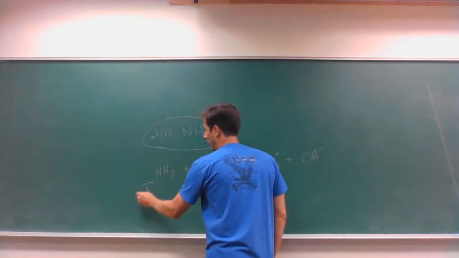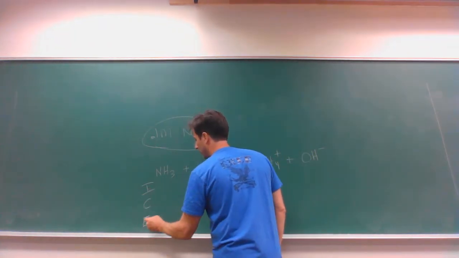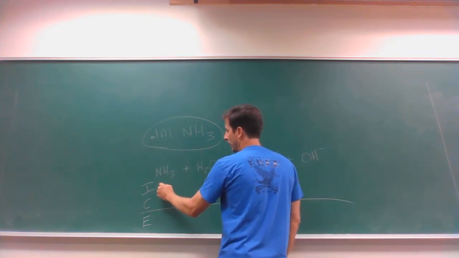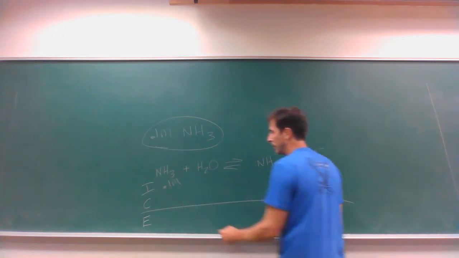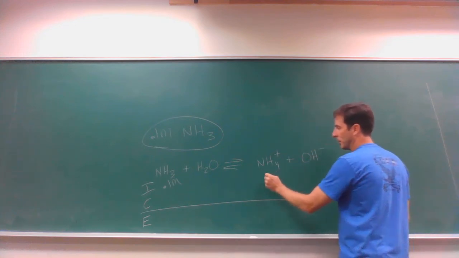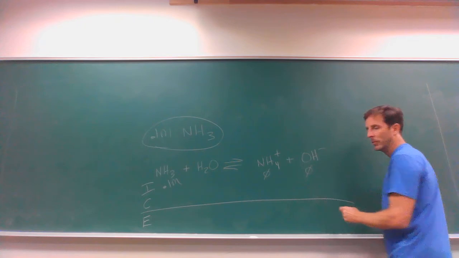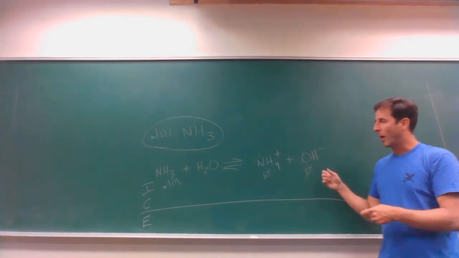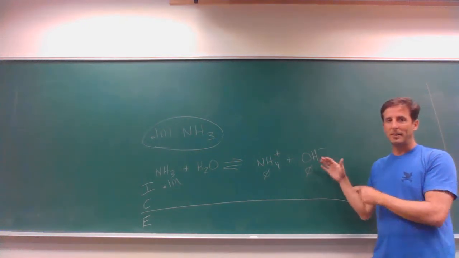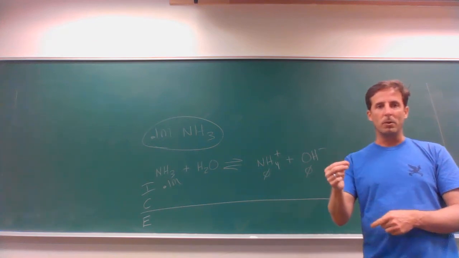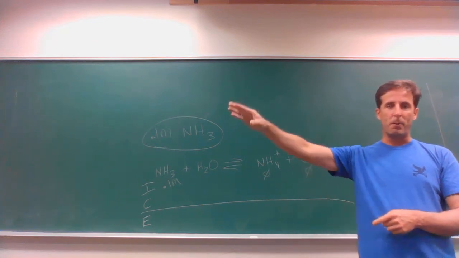Set up my ice table. My initial concentration of ammonia is 0.1 molar. My initial ammonium concentration is 0. My initial hydroxide concentration is 0. Now again, in water there is a little bit of hydroxide present in the solution. It's actually 1 times 10 to the minus 7 molar. We established that in the first part of the PowerPoint.